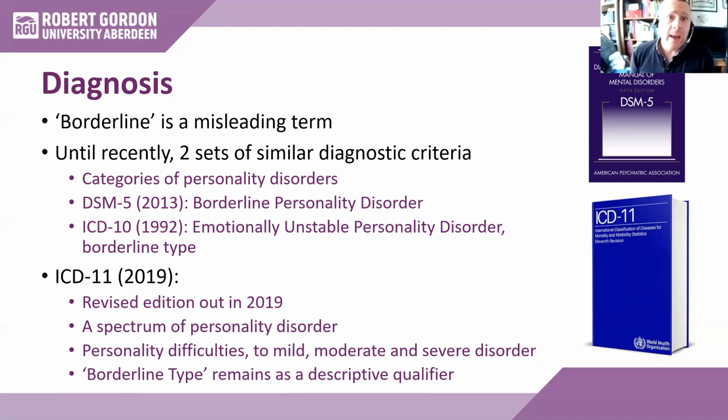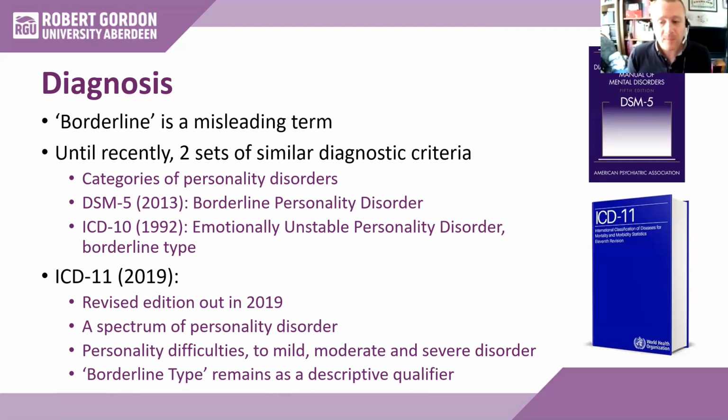Now, there are two categories of diagnostic criteria. So the DSM, the American Diagnostic and Statistical Manual of Mental Disorders, and the ICD-11, which we use in Europe and certainly in the UK. Borderline personality disorder in the DSM-5, and in the ICD-10, which was 1992, had emotionally unstable personality disorder, borderline type. Both exactly the same diagnoses. Emotionally unstable personality disorder, I will say, is probably more descriptively accurate in terms of the difficulties that people experience, although we can certainly argue about the personality disorder bit there. The DSM-5 had categories of personality disorder. So there's paranoid, schizotypal, schizoid, antisocial, histrionic, narcissistic, avoidant, dependent, obsessive compulsive, and borderline.